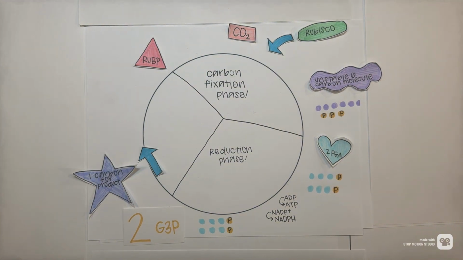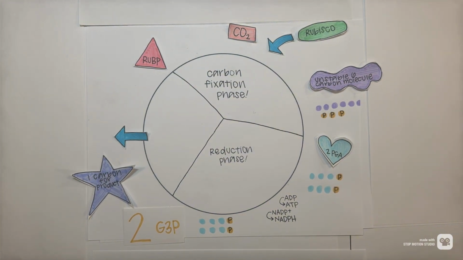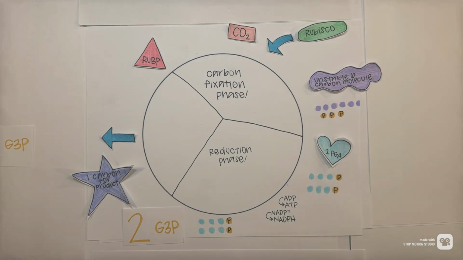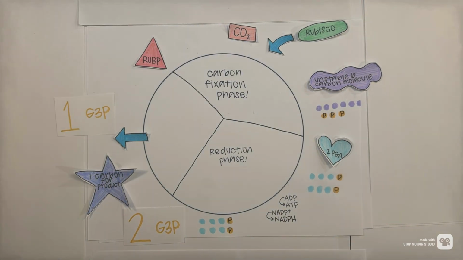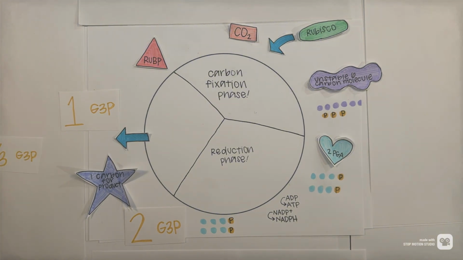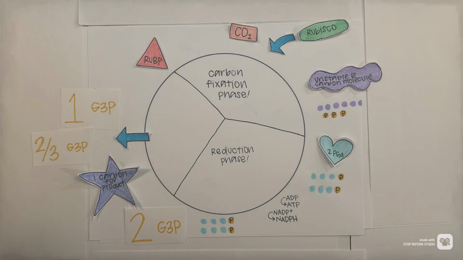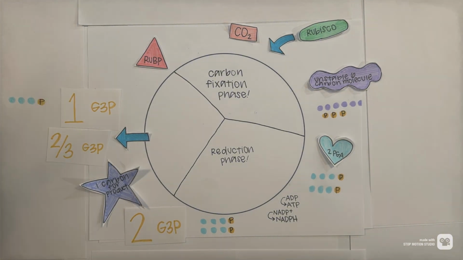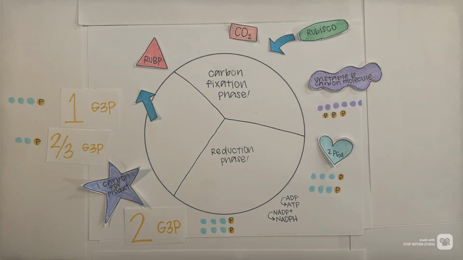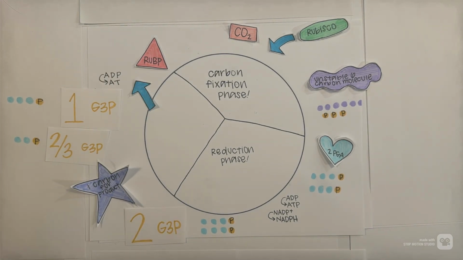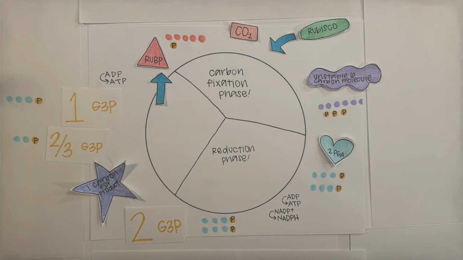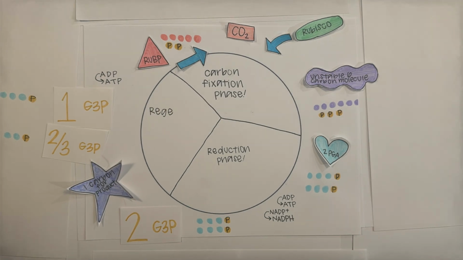The 5 remaining G3P molecules are rearranged using energy from ATP. Through a series of reactions, they are converted back into 3 RuBP molecules. Once again, for simplicity's sake, in this video, the numbers of products are divided by 3. So 5 G3P is now 1 2/3 G3P, as 5 G3P has 15 carbons. Dividing that by 3 leaves us with 5 carbons, or 1 2/3 G3P.